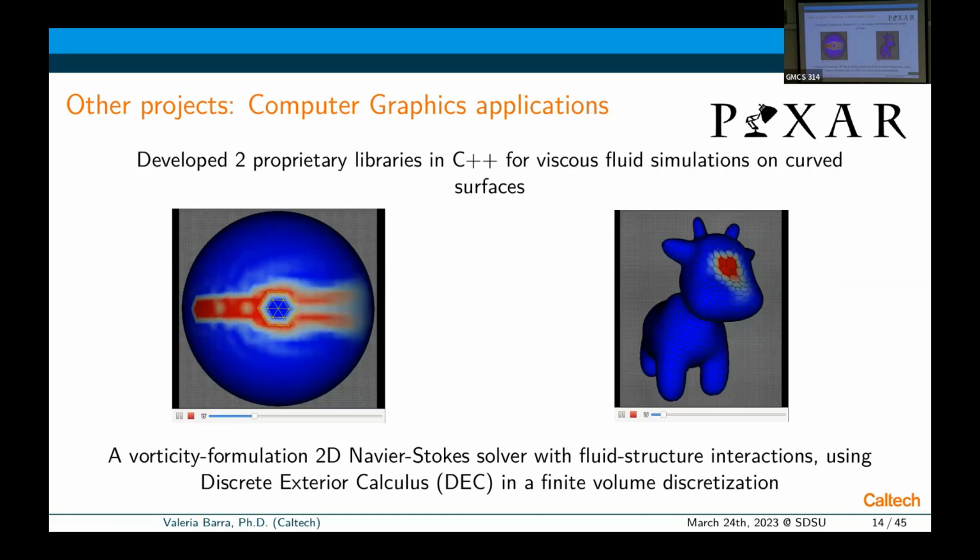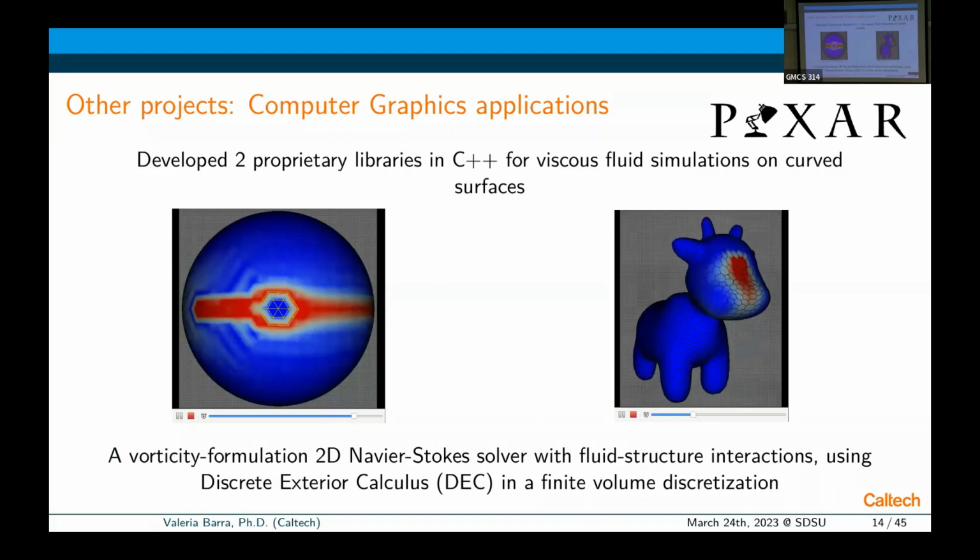So I developed 2 proprietary libraries for Pixar in C++. The one here on the left shows, for instance, a fluid structure interaction problem. So we have the fluid that goes around this solid obstacle on the sphere, and the user here could select at runtime the obstacles that they wanted to select on the mesh. On the right here, you have a simulation. So this was a Navier-Stokes solver on 2D surfaces. So we could take advantage of the 2D and use the vorticity formulation of the Navier-Stokes. And here you have a mesh with mixed elements. So we have polygons, pentagons. And for this project, I used discrete exterior calculus. So you have all the nice mimetic properties in a finite volume discretization. And I can swear this looks like bleeding, but no animal was hurt in this experiment.